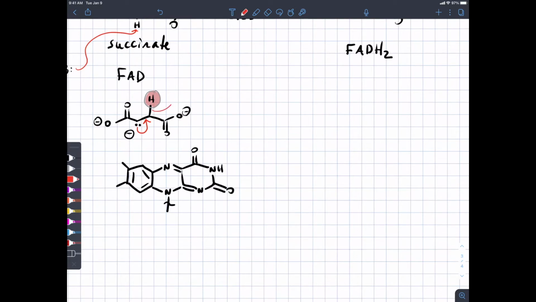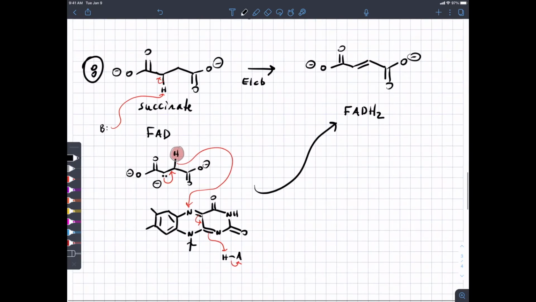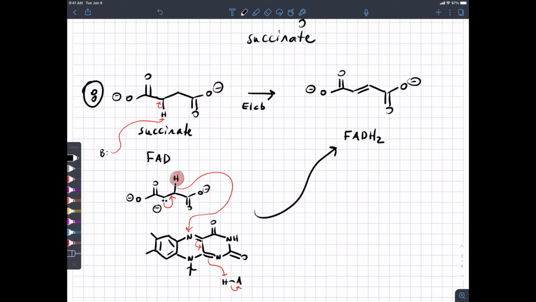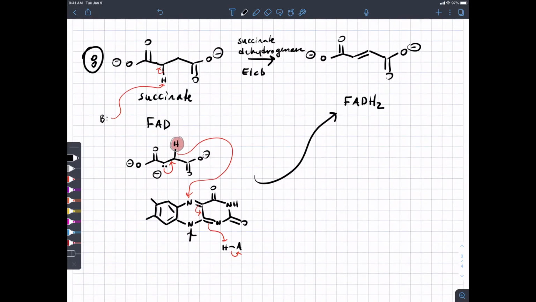So hydride gets delivered to this nitrogen of FAD, and then we pick up a proton from another source. And that will get us to the product FADH2. The enzyme that does this is called succinate dehydrogenase, because this is an oxidation reaction. And where is that hydrogen? Well, in FADH2, you've got the hydride that's here and the proton that's there. The product is called fumarate.